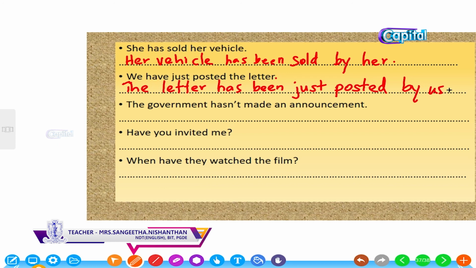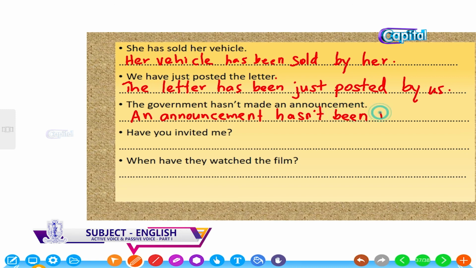Third one, the government hasn't made an announcement. Who? The government. What has it done? Hasn't made. What hasn't it made? An announcement. So, the object is an announcement. An announcement, singular. So, we use has, and negative, hasn't been made by the government.